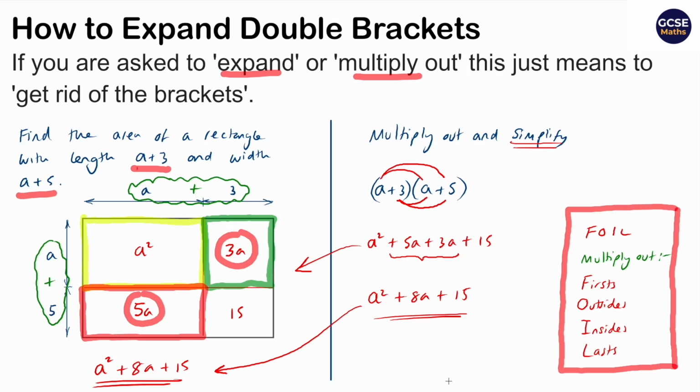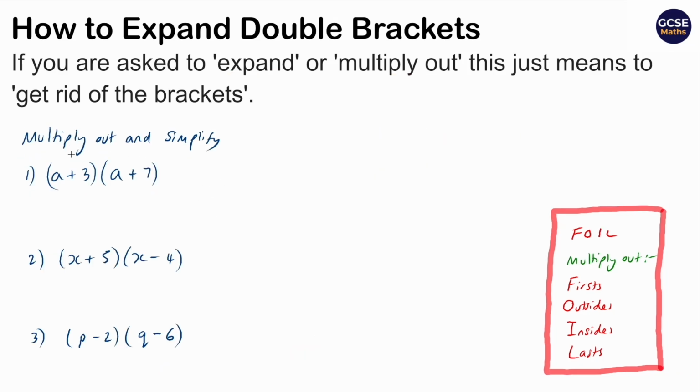Let's have a go at a few examples. Okay, so same thing again. We're going to multiply out and simplify, remembering FOIL. We're going to multiply out the firsts. So we have a squared. We're going to multiply out the outsides. So we have plus 7a. Insides plus 3a, and lasts plus 21. We're going to collect the like terms. So we are left with a squared plus 10a plus 21.